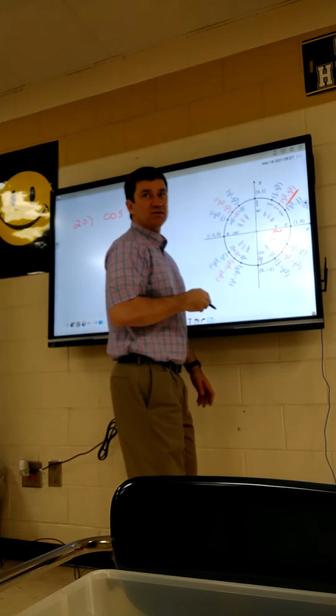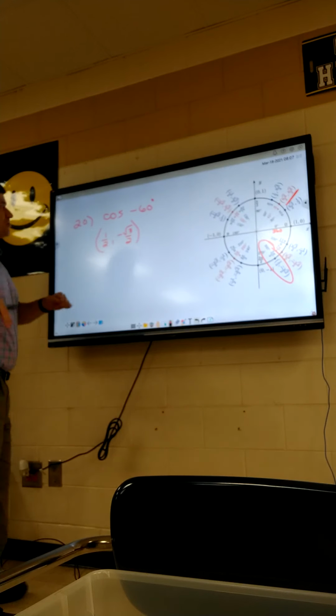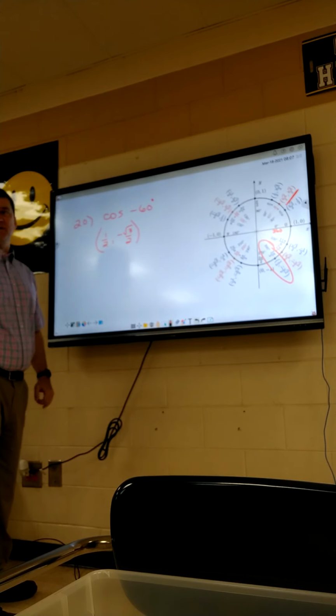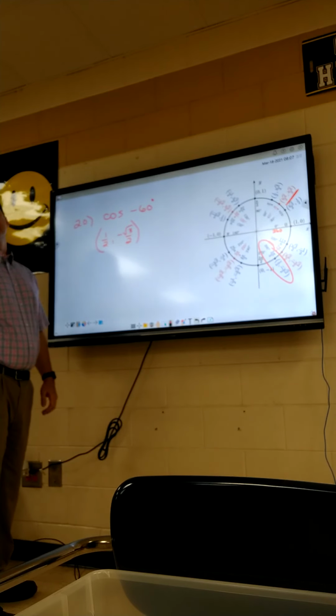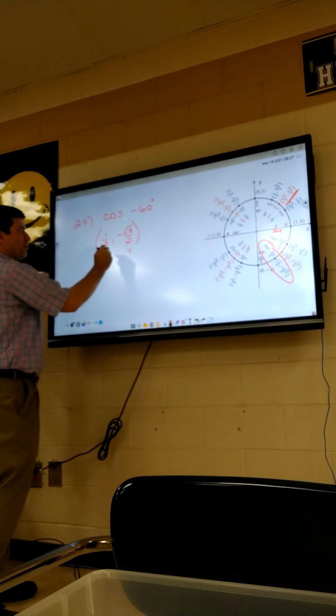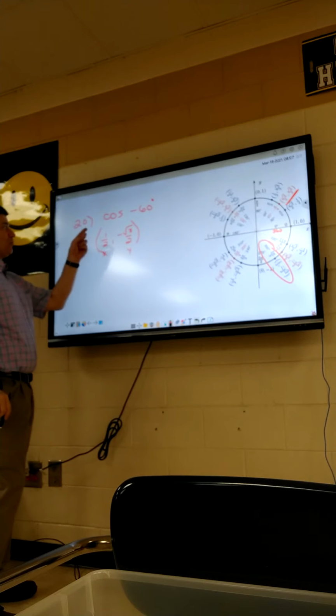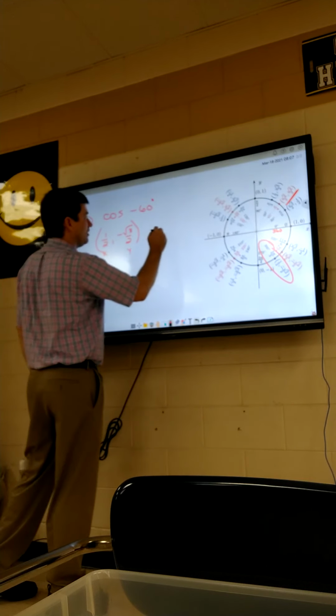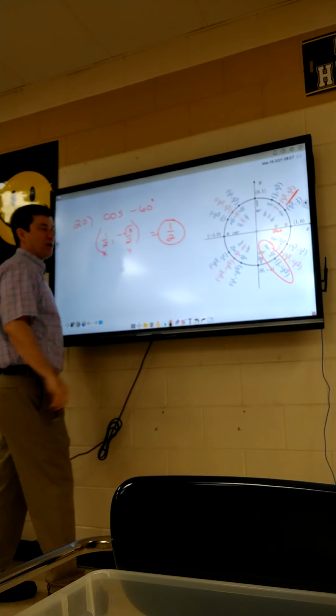All right, everybody see where I got the point from? All right, now look at the bottom of your unit circle sheet. What does it say the formula is for cosine? X over 1. So that's my x coordinate, remember. That's my y coordinate. So if I take 1/2 and divide it by 1, I just get 1/2. So my answer is just 1/2.